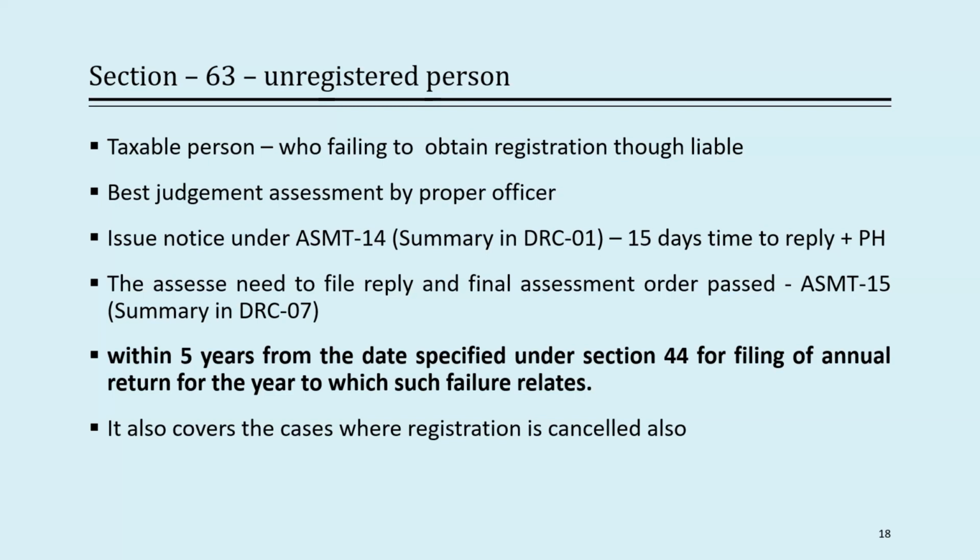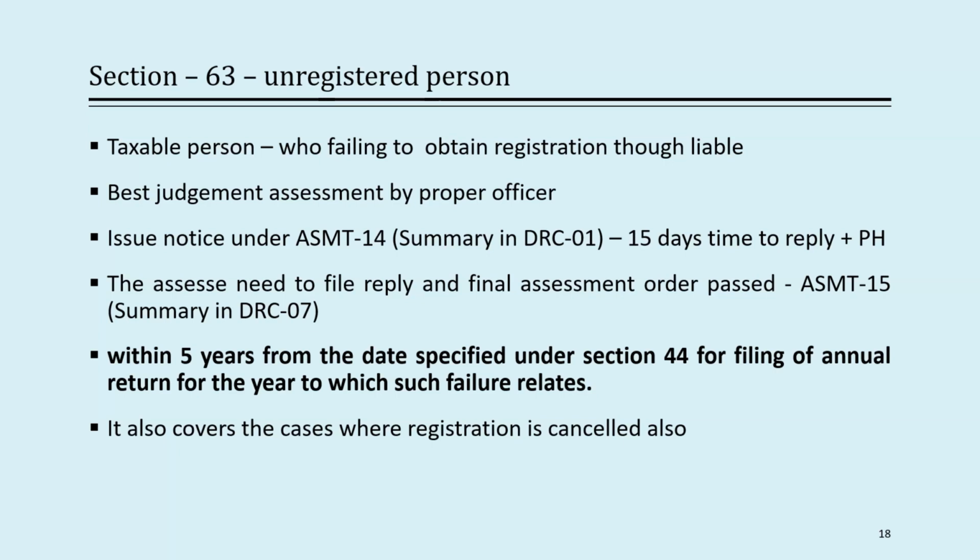And what is the time limit available for them to issue this notice? They have 5 years from the due date of filing the annual returns to which such failure relates. For example, 18-19 is a financial year wherein they started their business and were required to register under GST, but they did not register. So what will be the due date of GST 9 for 18-19? From that date, they'll get 5 years to issue a notice under section 63.